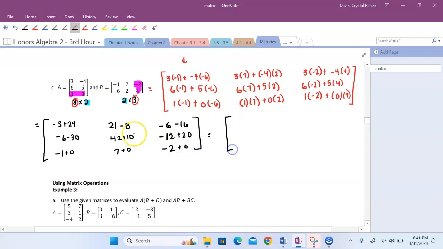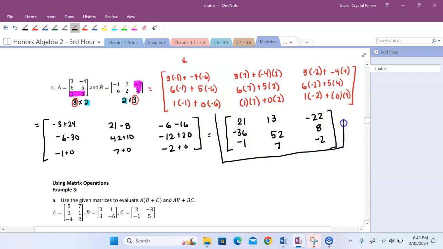Clean it up just a little bit more. -3 plus 24 is 21. -6 minus 30 is -36. -1 down here. I have a 13, 52, and 7. And then I finally have a -22, a +8, and a -2. And this here is my 3 by 3 product of the two matrices.